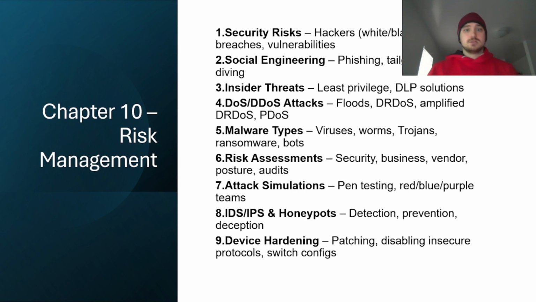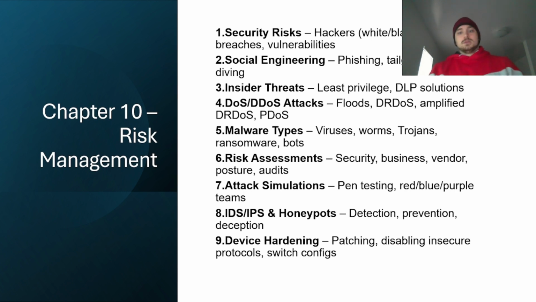Onward to Chapter 10, Risk Management. Security risks like hackers in all forms, and then we have breaches and vulnerabilities. Social engineering: there's phishing, tailgating, dumpster diving, etc. Insider threats: there's least privilege and DLP solutions. We have DoS and DDoS attacks, which include floods, DRDoS, amplified DRDoS, and PDoS.